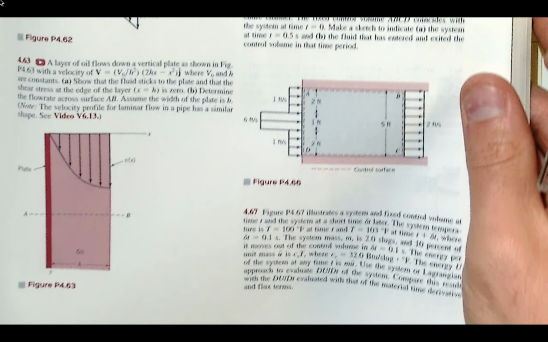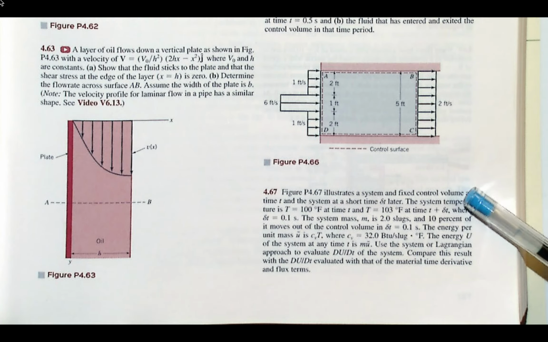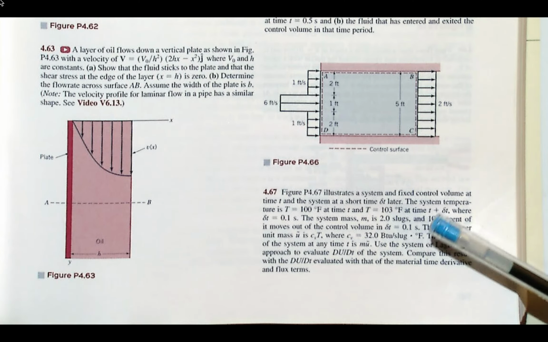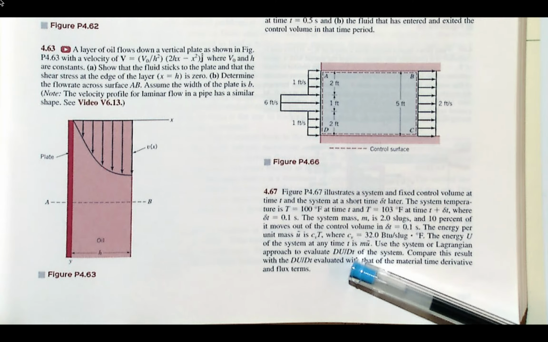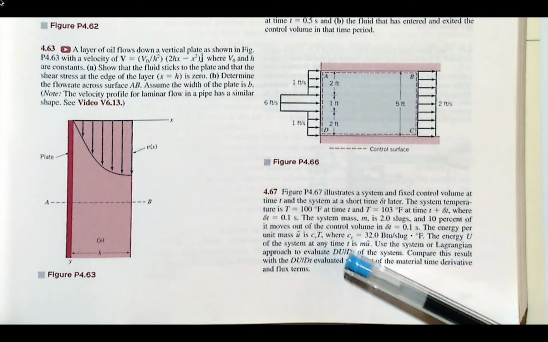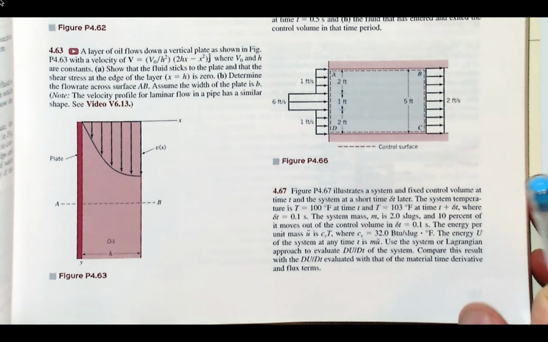And so here is 4.67. This is the description, and there's a lot of different properties given here. But what we need to ask is, what is dU/dt? So the material derivative of this big U quantity, where that big U quantity is the energy of the control mass at time.